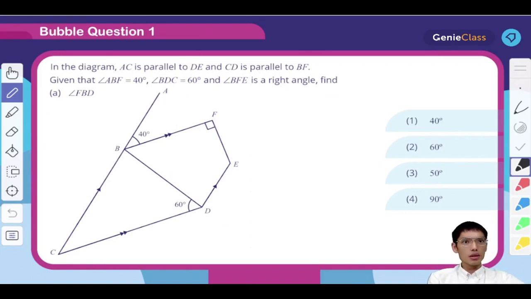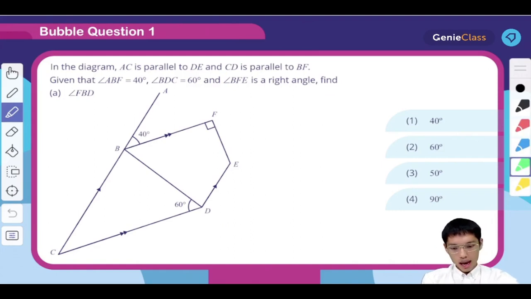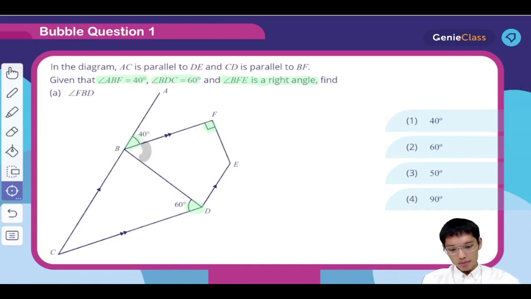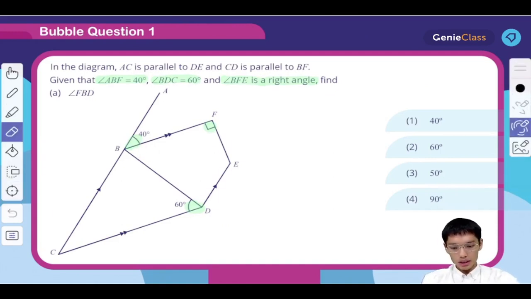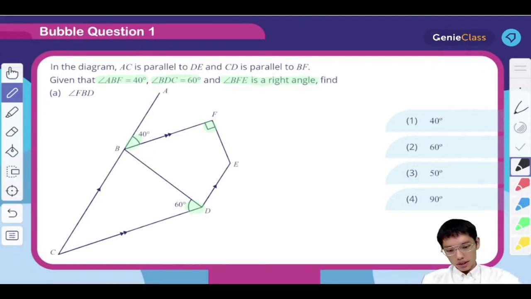What happens is, look at the question. I want FBD. So look at the information of the question again. I have all my angles here: ABF, BCD, and this is a right angle. So ABF is here. BCD is here. And I have my right angle. I want to find FBD. Very nice. Okay, not really opposite angles. Recall, how would I get FBD? FBD is in fact my angle over here.